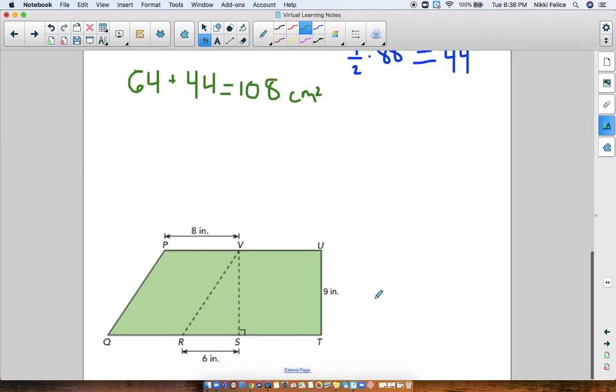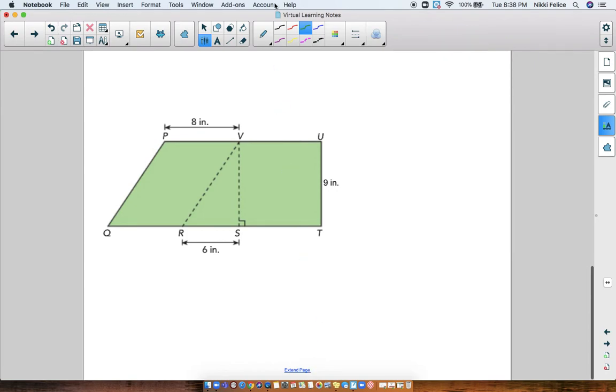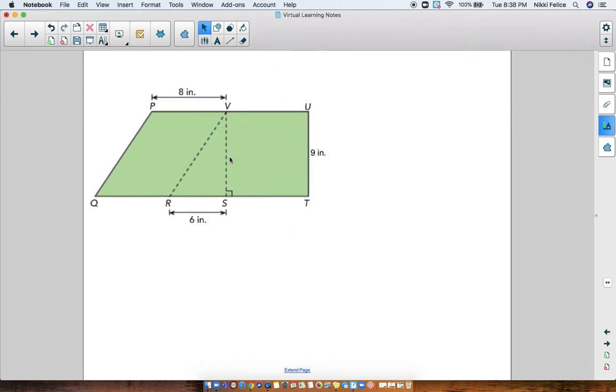Now let's do one more. We have this composite figure here. Now there's a lot going on here. So technically it's one big trapezoid, but we don't have all the information. I do see though that I could do this two ways. I see a square here, I see a triangle here, and then I also see a parallelogram.